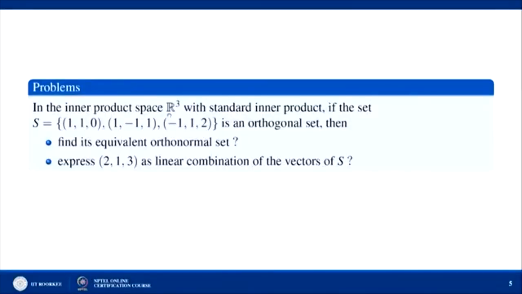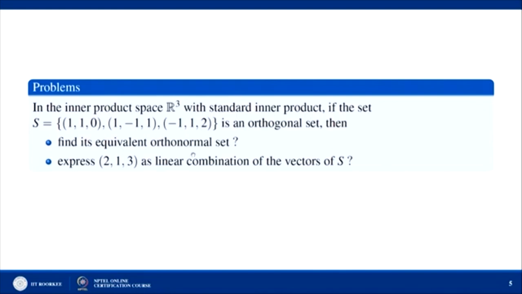Now, in this problem, in the inner product space R3 with the standard inner product, this set is an orthogonal set. You can easily verify. You take the inner product of any two distinct vectors of this set, and you will find that it is 0. So this set is an orthogonal set. Now, how can we find its equivalent orthonormal set? I have already discussed that in order to form an orthonormal set from an orthogonal set, simply divide each vector by its norm.